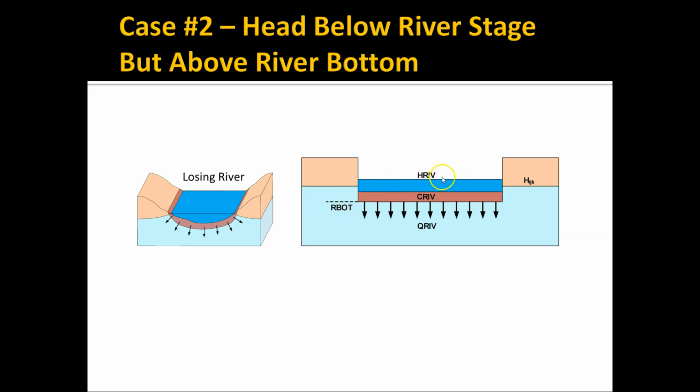And so now, because of the head difference, since the stage is higher than the water table elevation, water flows out of the river into the aquifer, and we end up using exactly the same equation that we did in the previous slide. It's just the conductance times the head difference, the only difference being now that head difference is positive. HRIV minus HIJK is positive, so now we have a positive flow from the river into the aquifer.